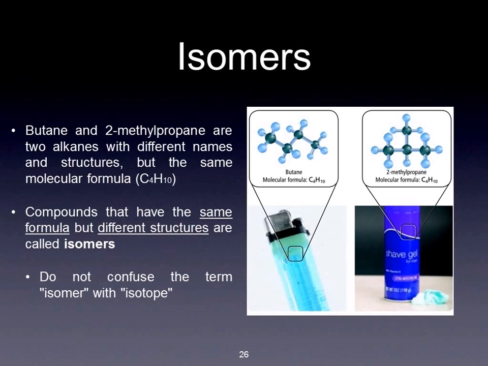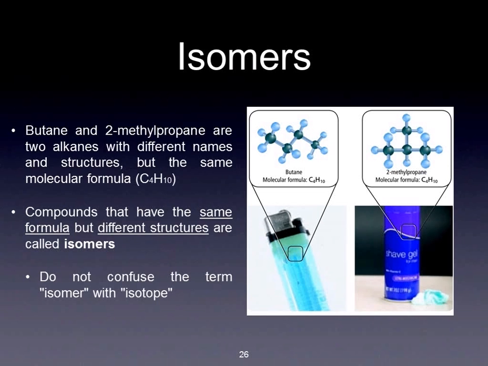Remember these two compounds, butane and 2-methylpropane? Well, now you know why the one on the right is called 2-methylpropane. Because these compounds have the same molecular formula, C4H10, but different structures, and therefore different names, they're known as isomers. Don't confuse the word isomers with that other iso word, isotopes, which are atoms of the same element with different masses. Isomers are compounds with the same molecular formula, but different structural formulas.